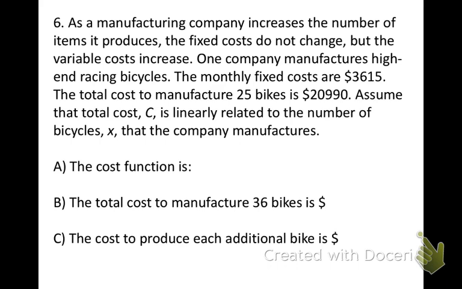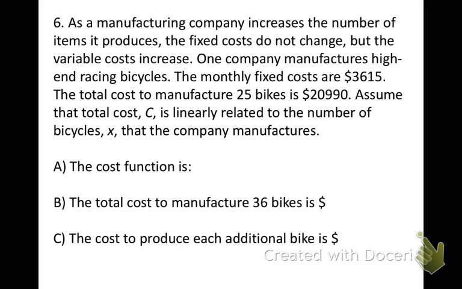So this makes sense. One company manufactures high-end racing bicycles. The monthly fixed costs are $3,615, so no matter what, we've got that fixed cost of $3,615. The total cost to manufacture 25 bikes is $20,990, and we're going to assume the total cost C is linearly related to the number of bicycles X that the company manufactures.